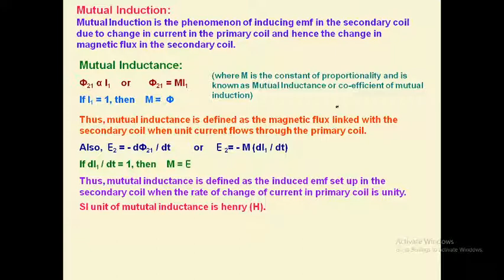The SI unit of mutual inductance is also Henry. So self-inductance and mutual inductance are similar to each other. I am not saying exactly the same, but similar. Self-inductance is for one coil only. Mutual inductance means whatever changes you are doing in the first coil, the effect of those changes you are noticing in the secondary coil.